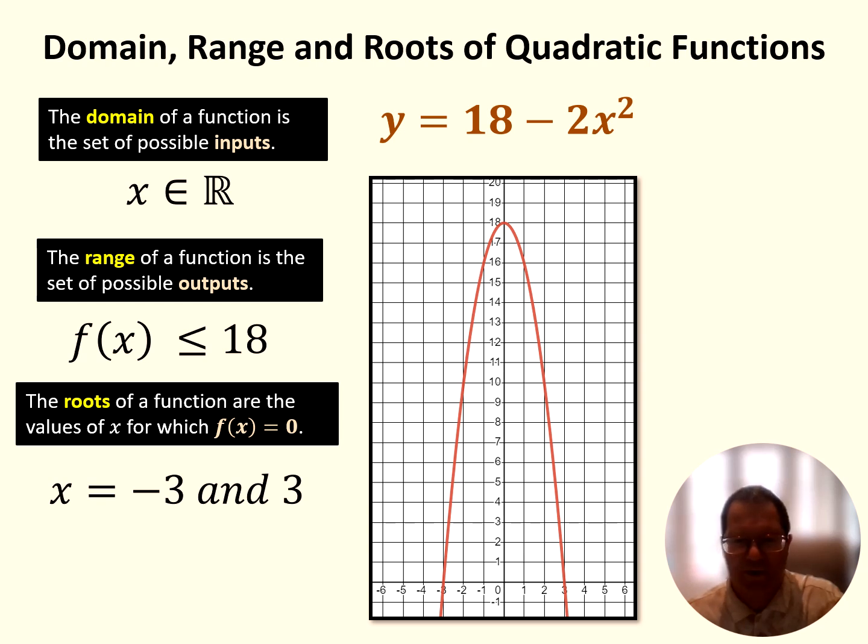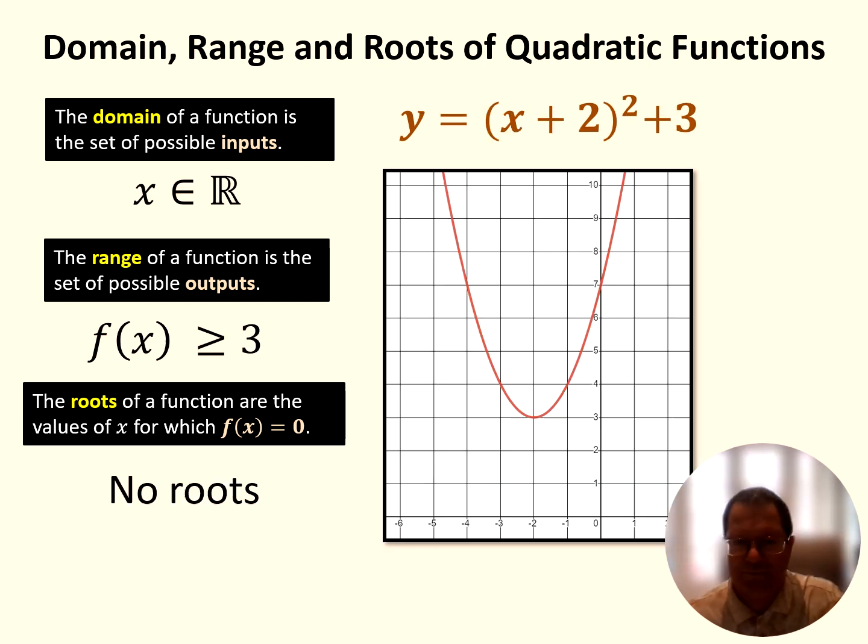For y equals 18 minus 2x squared, you could factorize out the 2, and then you'd have a difference of 2 squares with 9 minus x squared. So it intersects the x-axis at -3 and 3. And the maximum value lies on the y-axis. There's no x term to move it left or right. So the range is f of x is less than or equal to 18.